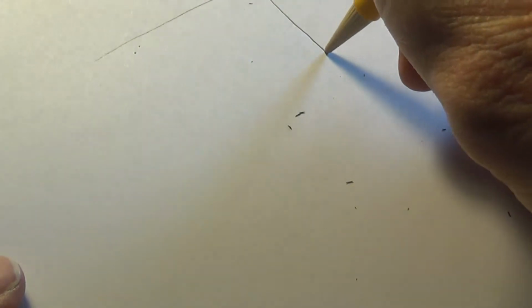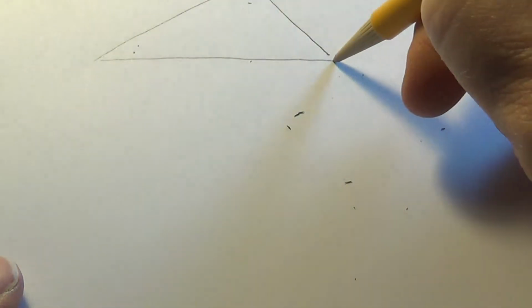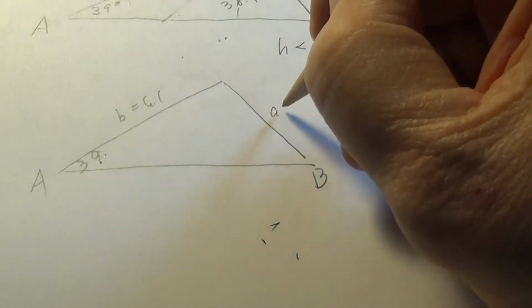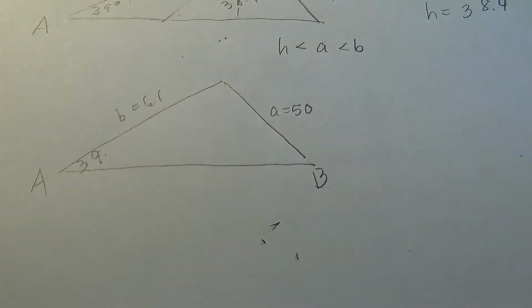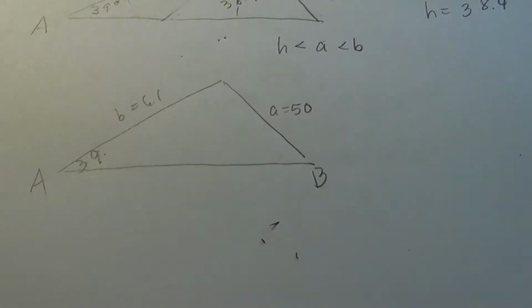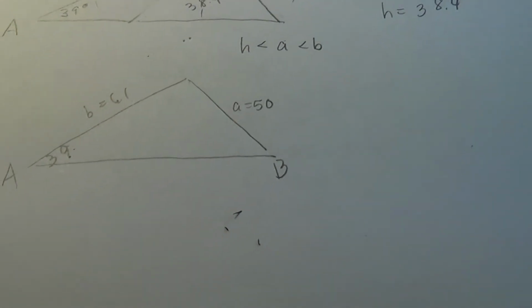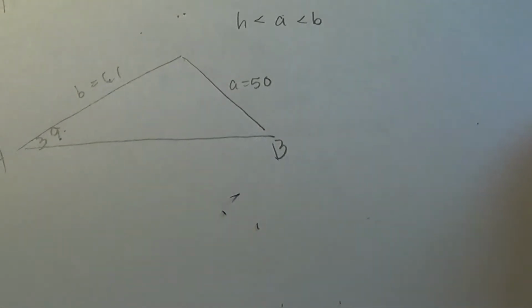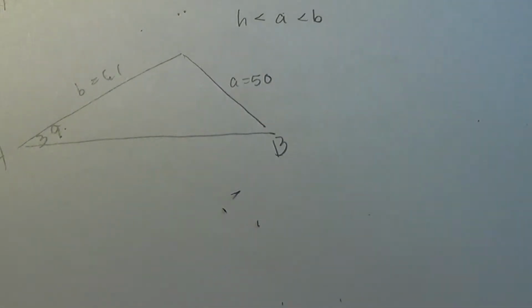Okay, so let me get the one where the string was over here. So far in this scenario, we have angle A was 39, side B was 61, and side A was 50. So we're going to set up the law of sines several times and get the various values. So I think you know how to do it.